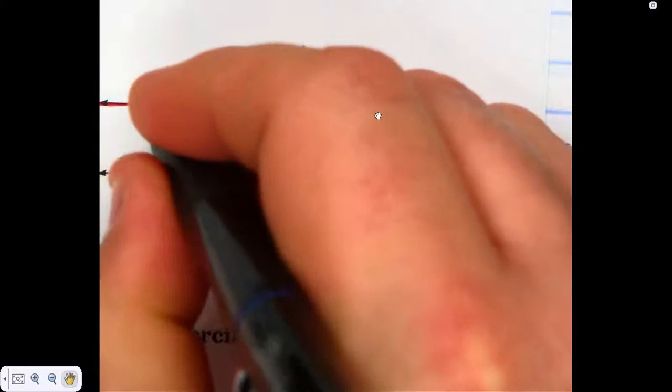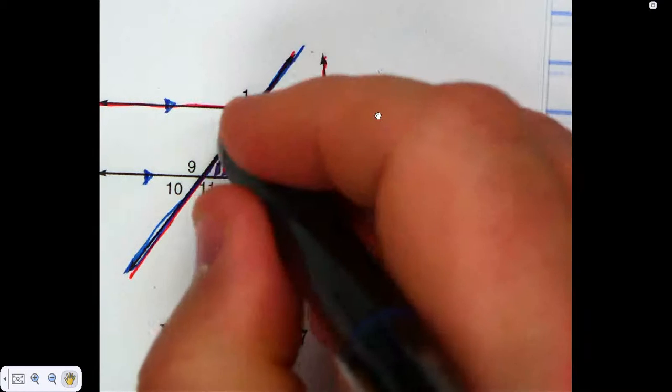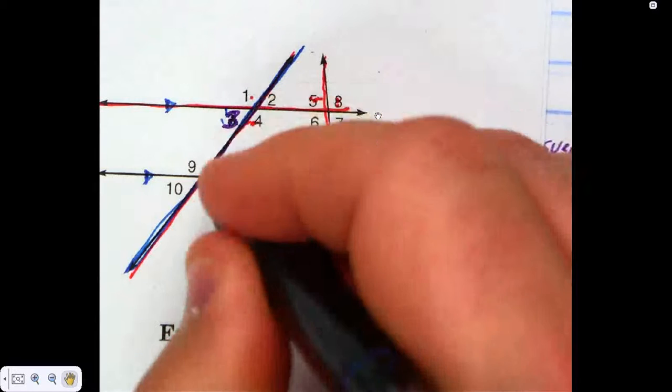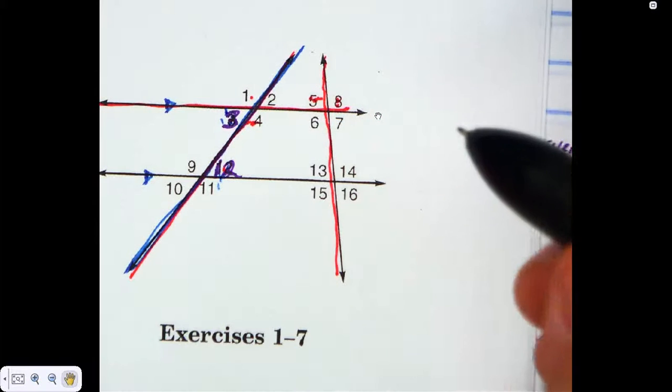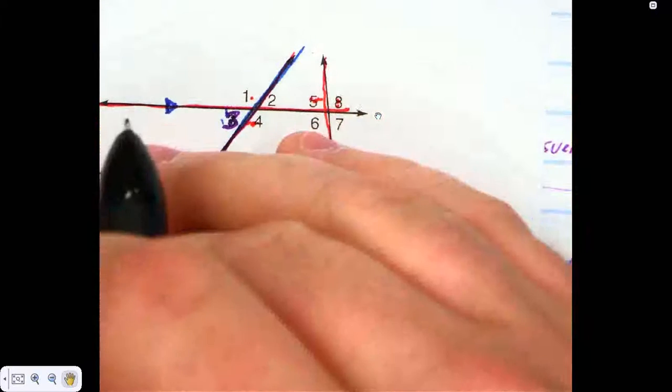Now, let's say these two are parallel, aren't they? It doesn't say, but we're going to say they are. Doesn't 3 and 12 look like the exact same angle as far as size? Right. That's because this is parallel to this. It splits it up the same way each time, right?